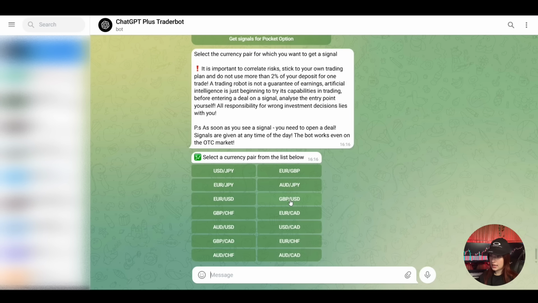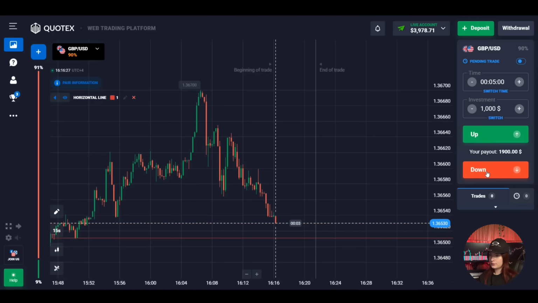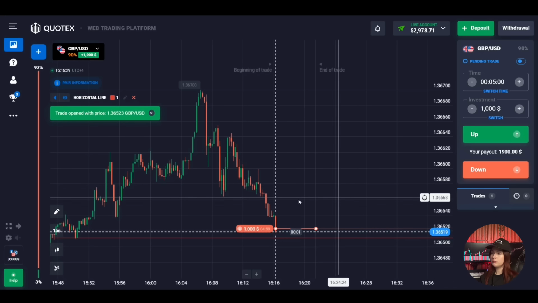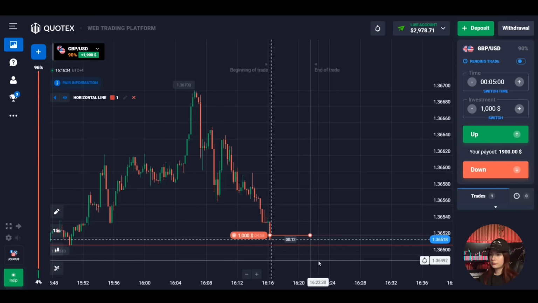Click on it, guys, and we will get the following instructions. So here we are offered to open a short-term deal. Well, I agree with the bot and click the red button. Indeed, guys, in this situation it is likely that the downward movement will be continued.